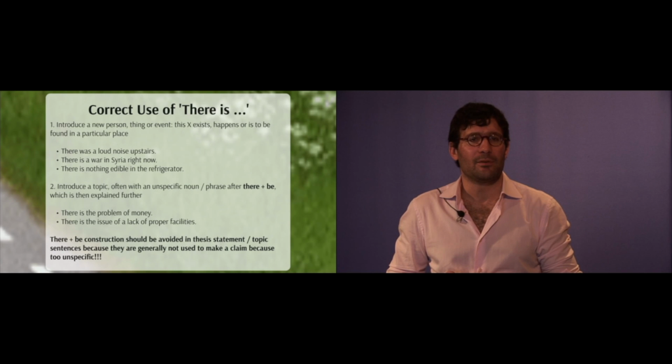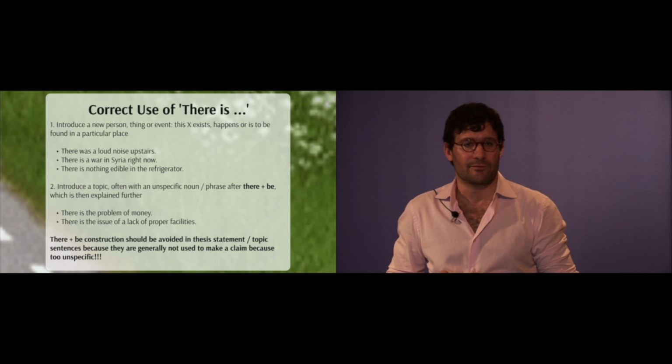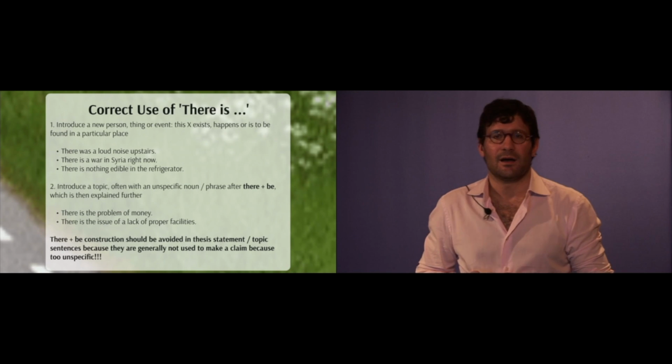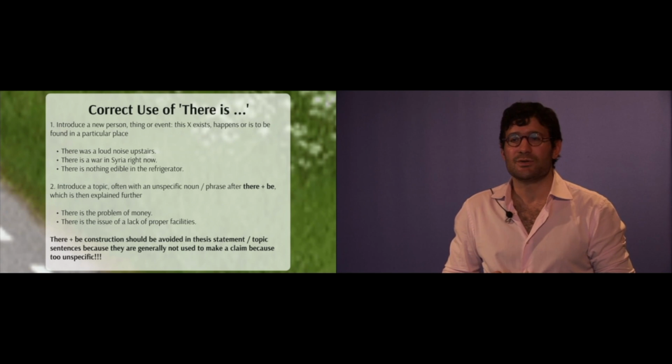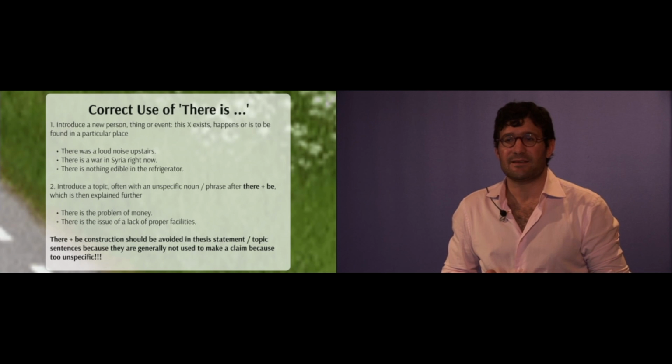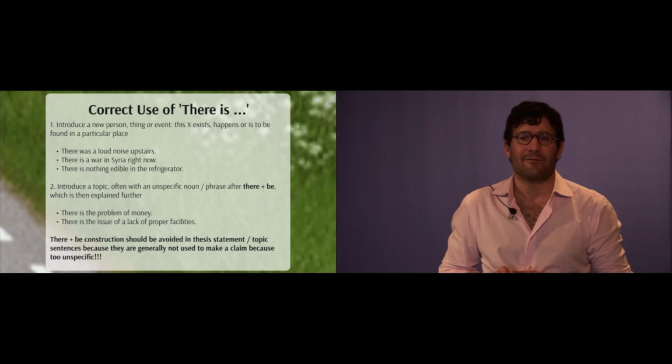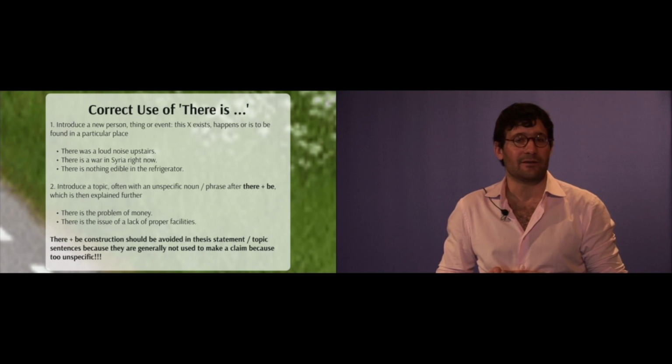There is nothing edible in the refrigerator. There is nothing to eat in the refrigerator. So we have something found in a particular place. In the second type of usage, we use it to introduce a topic, often with an unspecific noun or noun phrase after there plus be, which is then explained further.